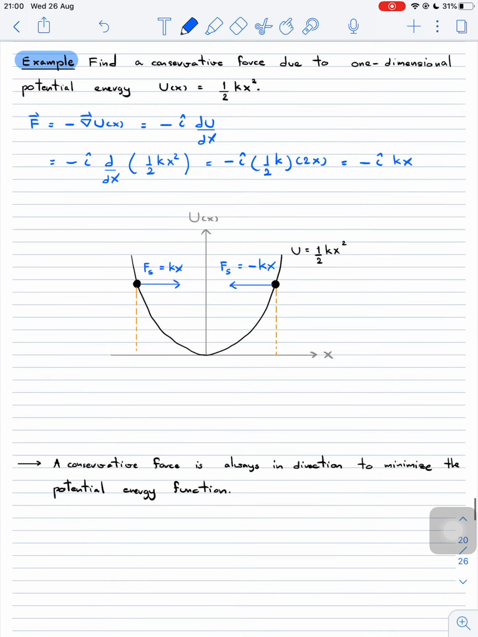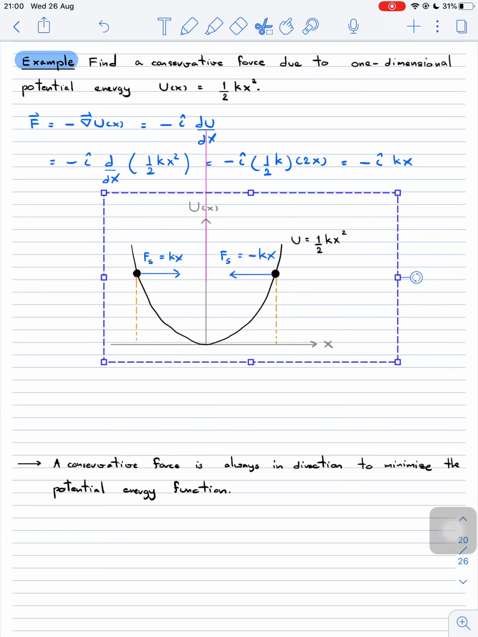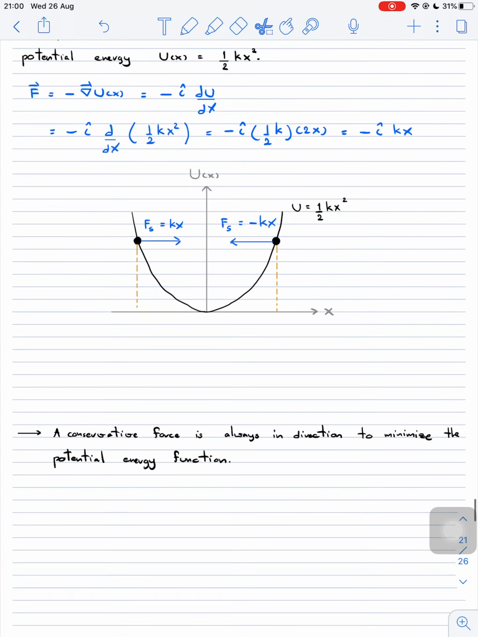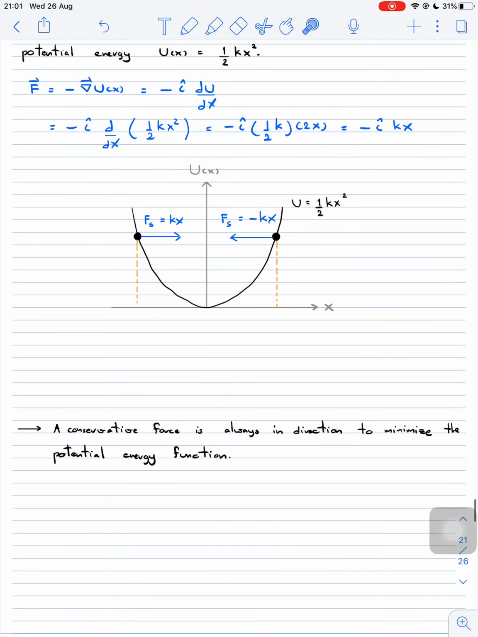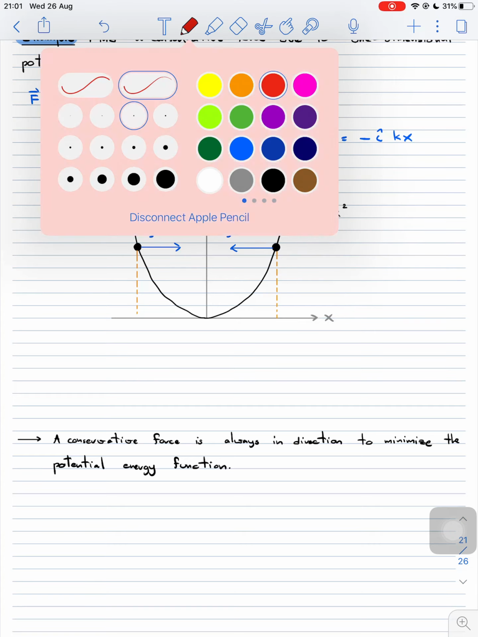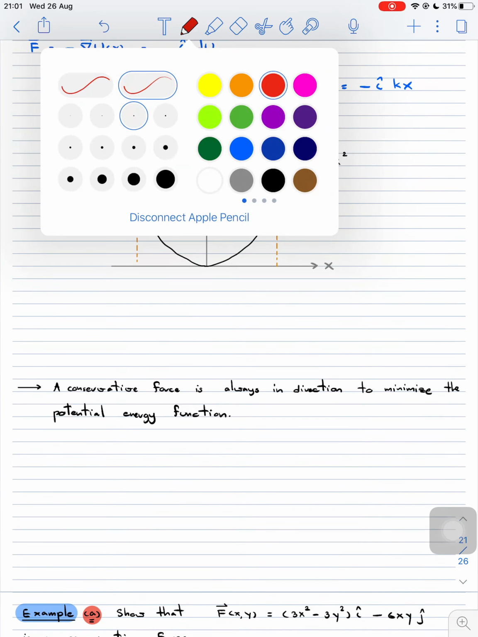So what can we conclude from this picture? We can say that a conservative force is always in the direction to minimize the potential energy function. So at this point, the potential energy is minimum. Let me just make it clear.